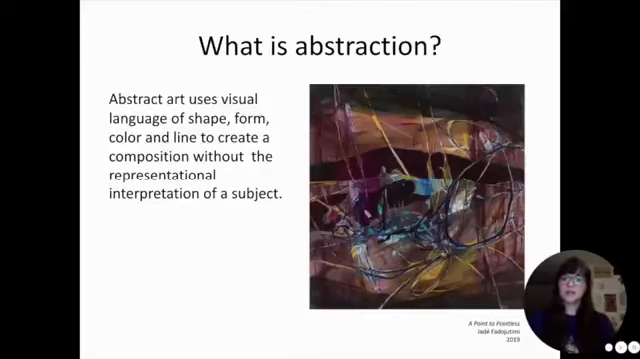So far in this class, we've really tried our best to create representational art, which is to try to recreate what we're seeing in front of us with line and shape and value and form to make things look as realistic as possible. But abstract art uses the same visual language of shape, form, color, and line to create a composition that doesn't have a representational interpretation of a subject. So what you're looking at is just a very visually interesting composition that doesn't necessarily look like something that you would see out in the real world.